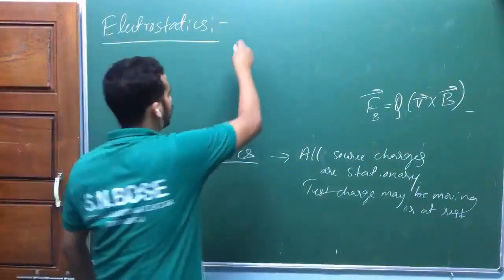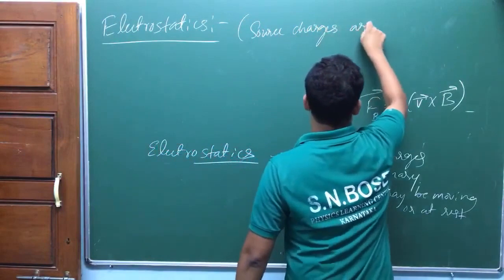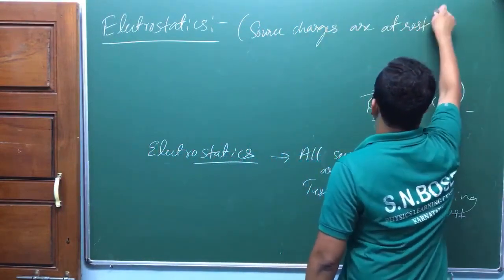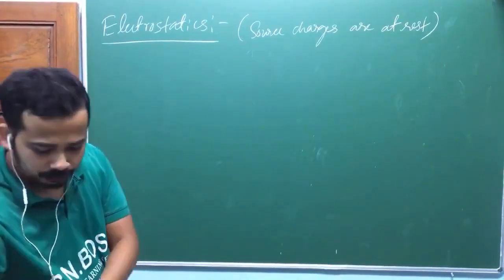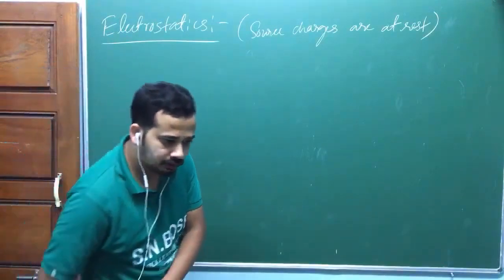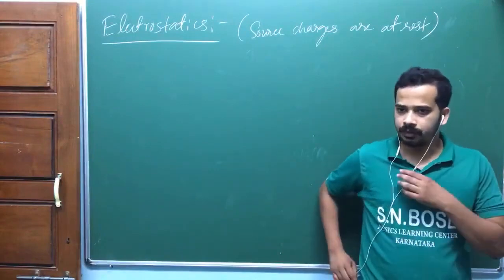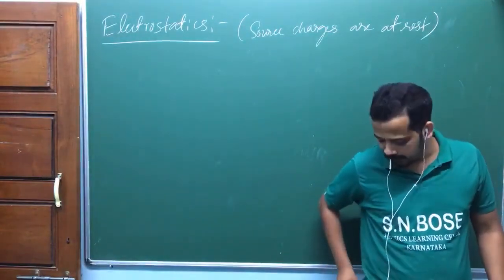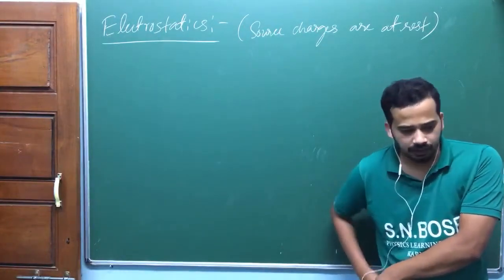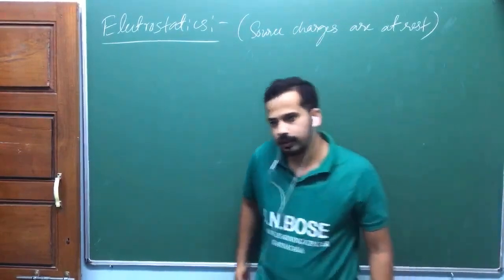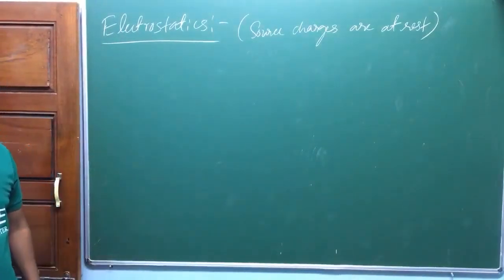Can you write in brackets: source charges are at rest. The superposition principle is allowed even when source charges are moving. Even in the case of magnetic fields, superposition principles are allowed. If source charges are moving, magnetic fields are created, and magnetic forces, definitely. Whether it is electric force or magnetic force, you can apply the superposition principle. That's a very good question.